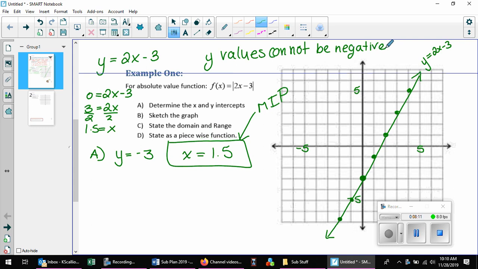So if this were -3, and I take the absolute value of -3, it now goes to +3. So this one would flip up to +3. This one would flip up to a +1. This one would flip up to a +5. And this one would flip to a +7. This portion of the graph will flip too. But my x-intercept is like the turning point, because I know none of this can exist in an absolute value graph. Now, my graph is this.